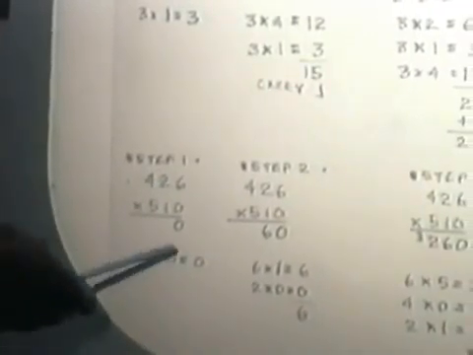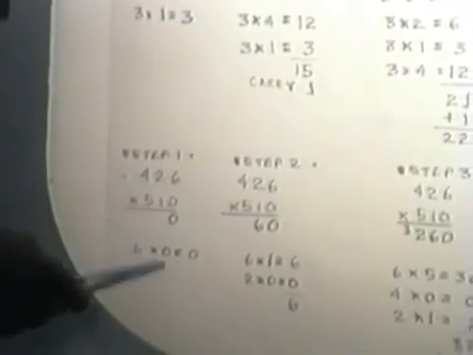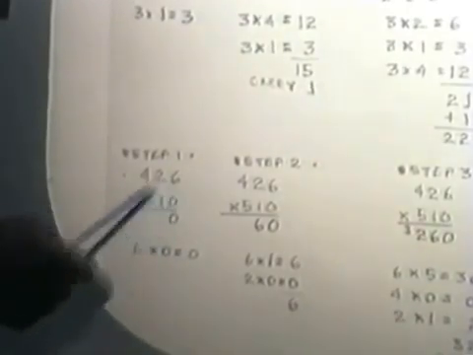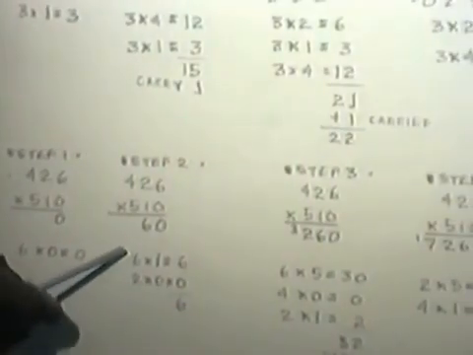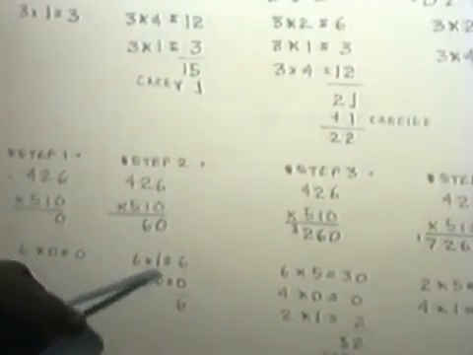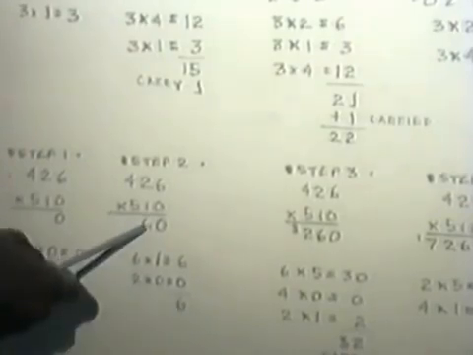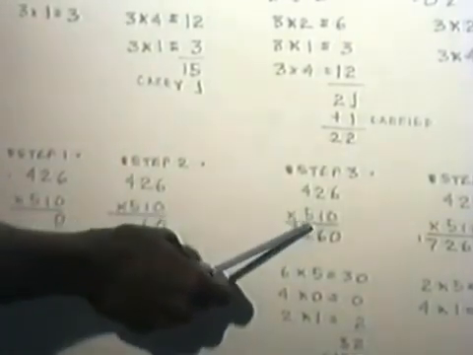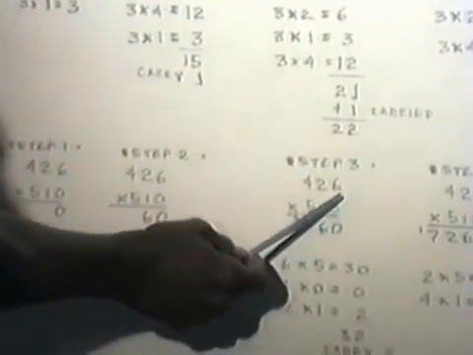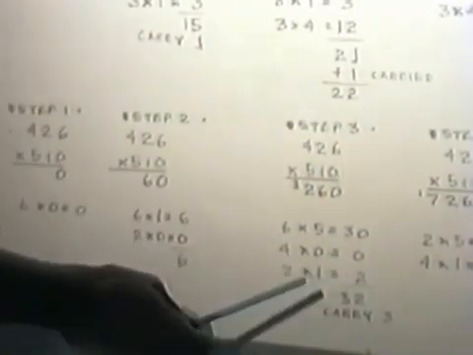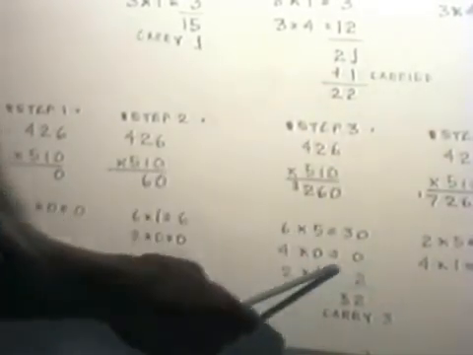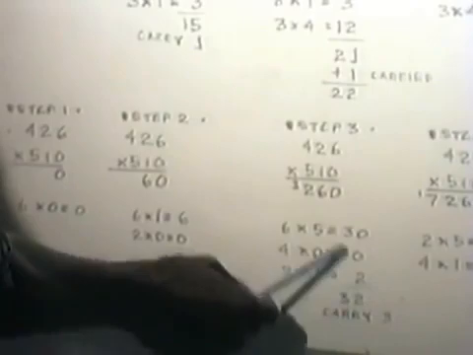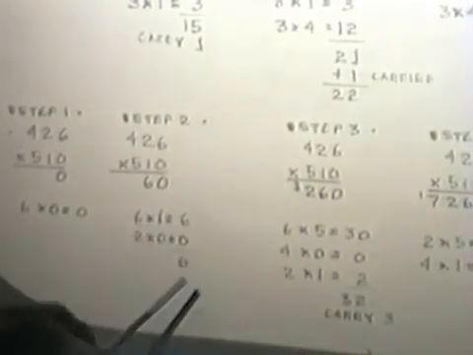Step 1, vertical multiplication. 0 times 6 is 0, so we put the 0 there. Cross multiplication. 0 times 2 is 0. 1 times 6 is 6. We add them together, we get 6. We put our 6 there. Now we're in our third step, which is cross multiplication and vertical multiplication. So we have 5 times 6 is 30. 4 times 0 is 0. 1 times 2 is 2. We add it together, we get 32. And we carry the 3.